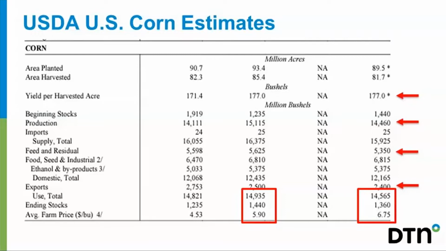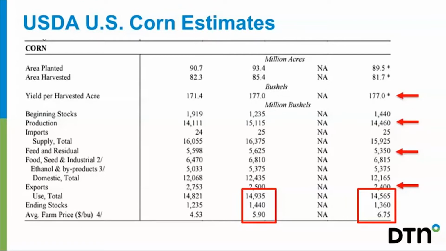I didn't have time to read any reasoning on that or why they're not using the 181, but they chose to go with 177, which is the same yield as a year ago. With that, we have a crop estimate for the new 2022 year of 14.46 billion bushels, and that is down 655 million bushels from a year ago. So they're looking for a smaller planting and the same yield. That's how the estimate starts here in May, 14.46 billion bushels.